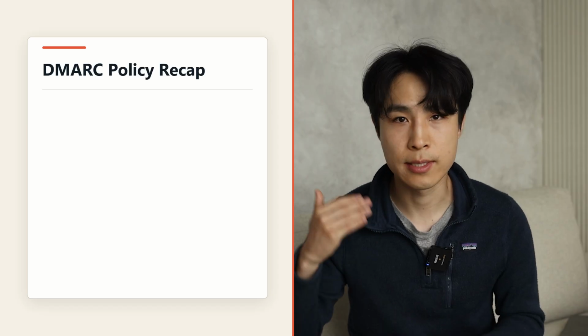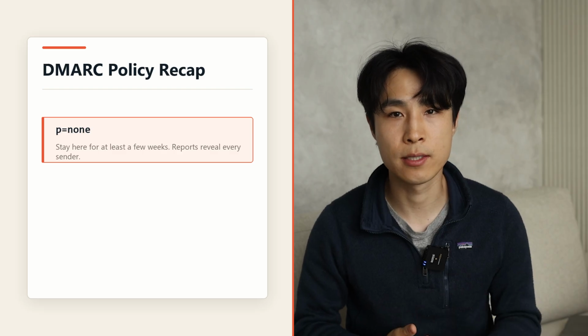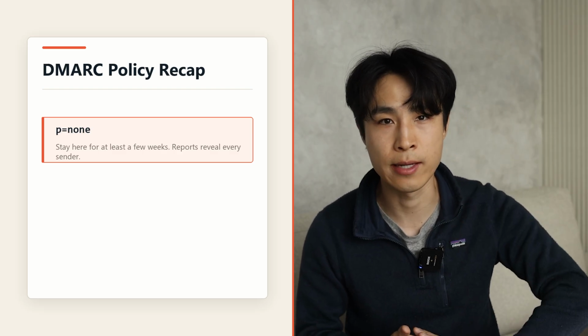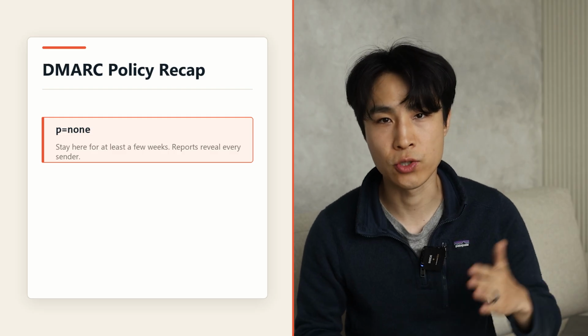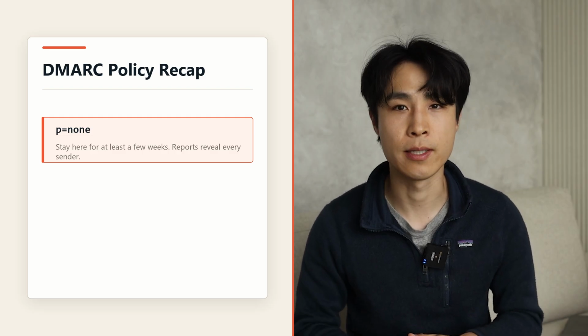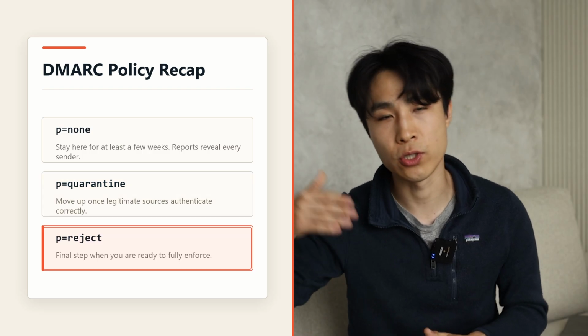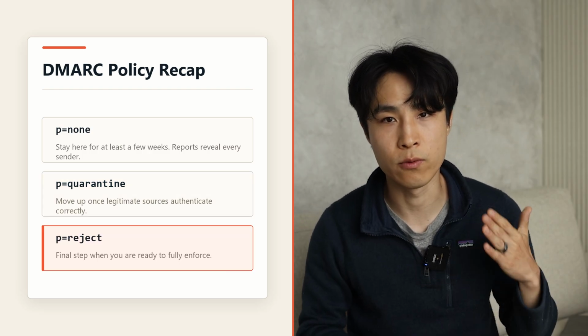So just to recap, stay on p=none for at least a few weeks. The reports will show you every source that is sending email using your domain, your mail platform, your CRM, etc. Once you're confident everything legitimate is fully set up and passing, you can move to quarantine and then eventually reject once you're ready to fully enforce your domain.